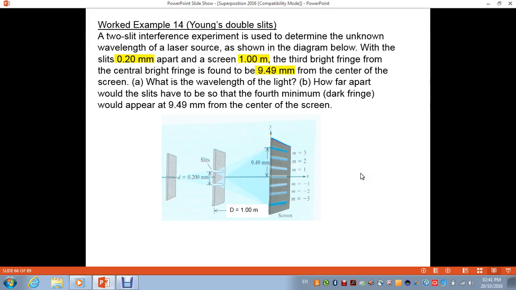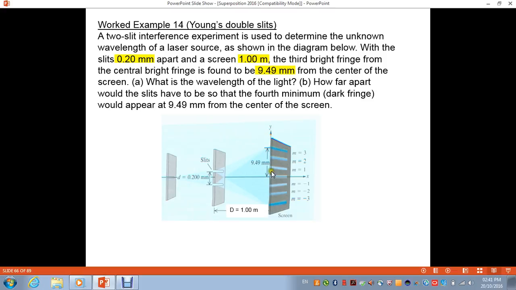Let's take a look at part B. How far apart would the slits have to be so that the fourth minimum, that is the dark fringe, would appear at 9.49 mm from the center of the screen? Now the distance between the bright fringes changes, because instead of having a bright fringe here, now at 9.49 you are supposed to have a dark fringe, and it should be the fourth minimum.